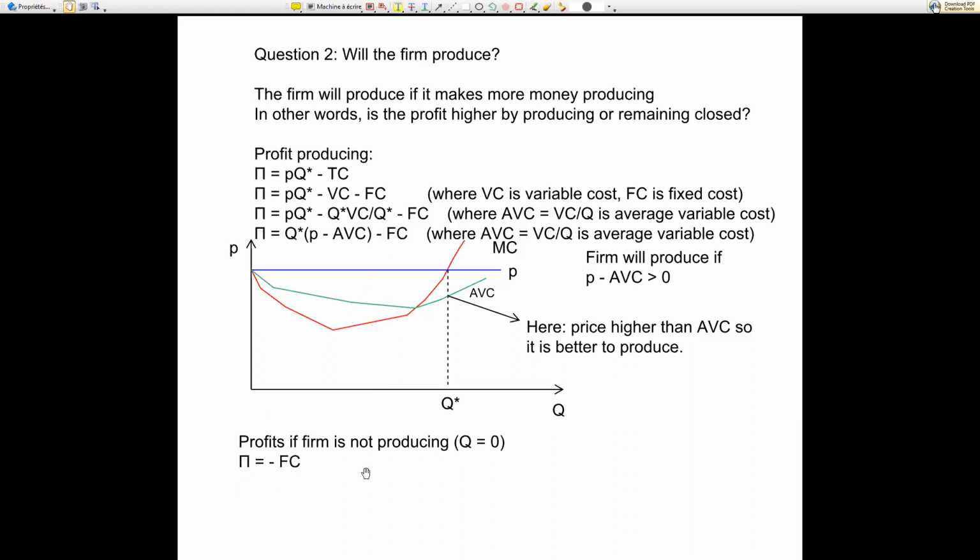And then the question is, is this profit higher than that profit? How do I see it? Well, at Q star, the only difference is this term there. Will P minus average variable cost be positive or negative? So this is the average variable cost, and you see that at its minimum it's crossed by the marginal cost, as we'd seen previously. Imagine we're in this situation with Q star here. Would that firm decide to open or not?